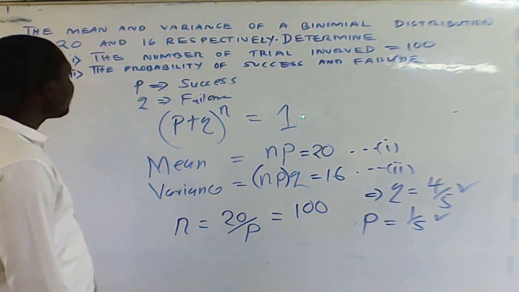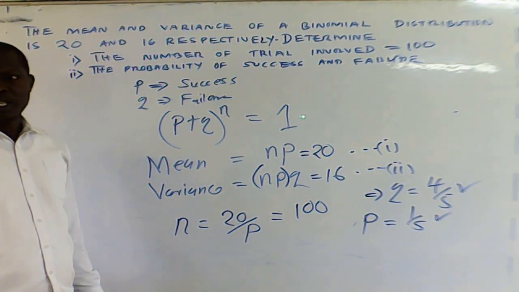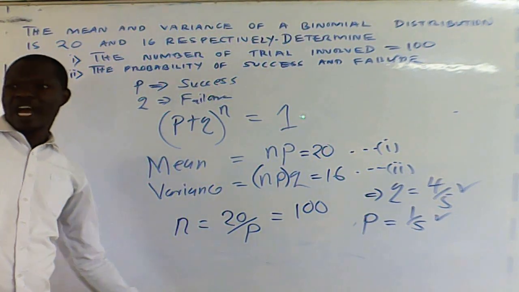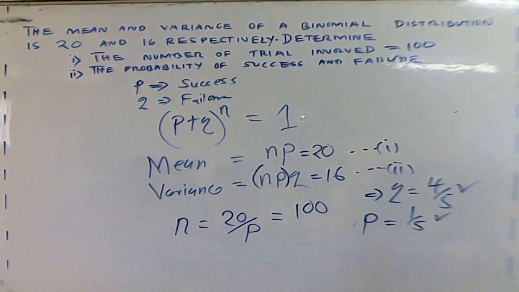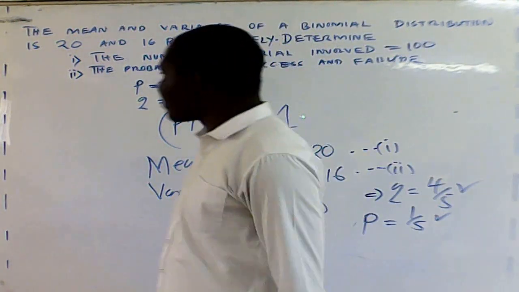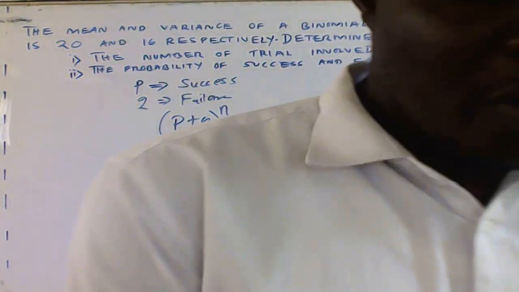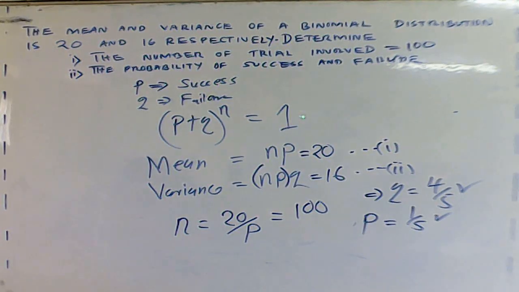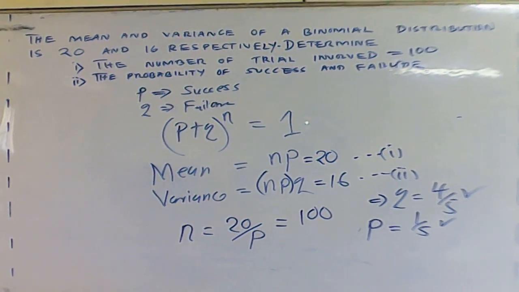Remember, P is usually considered as the initial condition, and the initial condition can be used to denote the success, and that is used to denote the null hypothesis in that order. So that is what was expected of you in that given problem. All you need to know is how to get the mean of a binomial distribution by definition, and the variance by definition, then you equate them and you'll be able to get what is required.